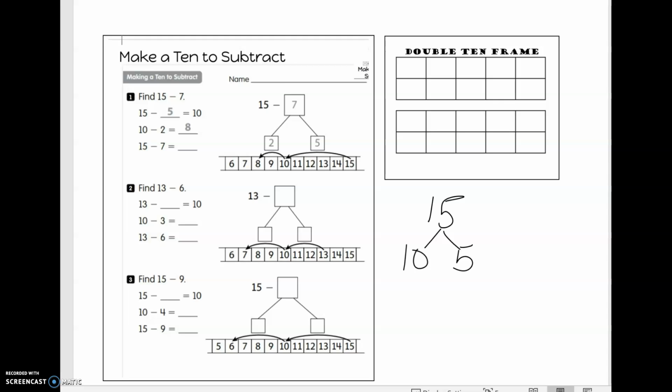Okay, so I have to take away the 5. Where do I get that 5 from? So now I look at 7. 7 has 5 and 2. So this is what I'm going to do.